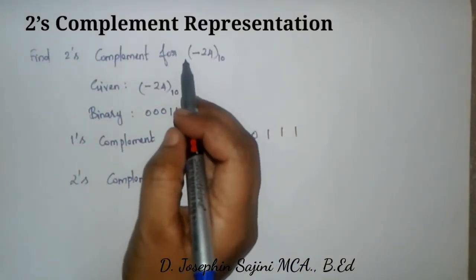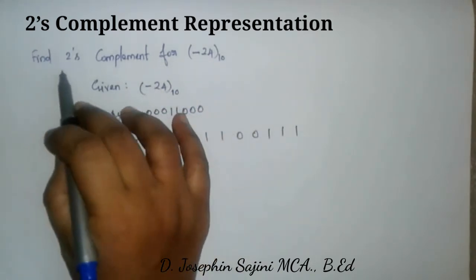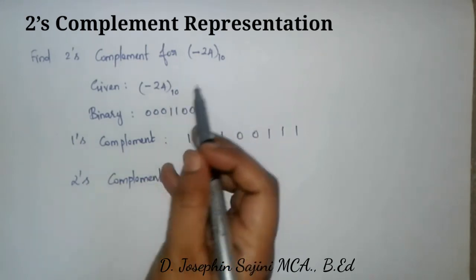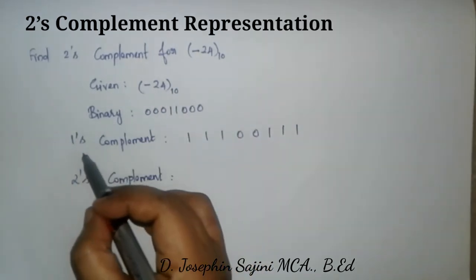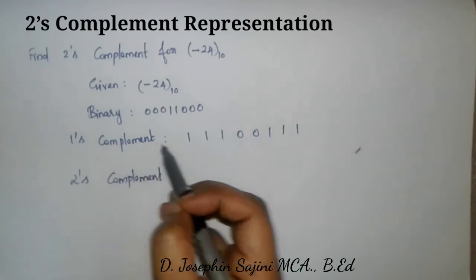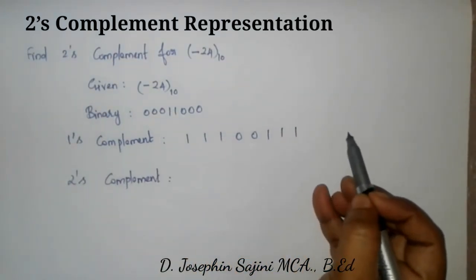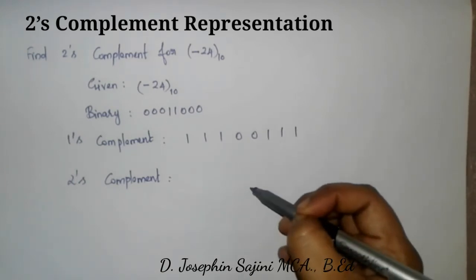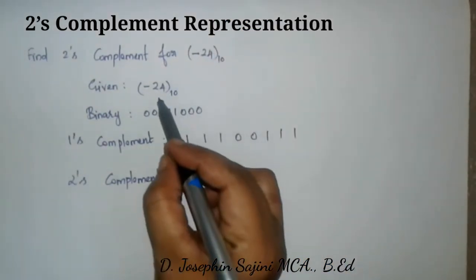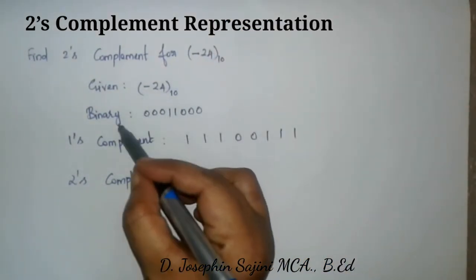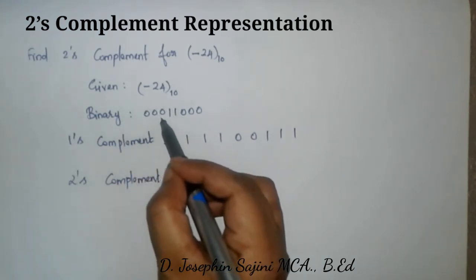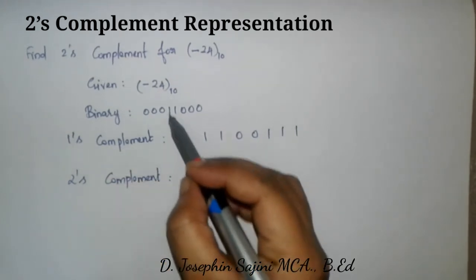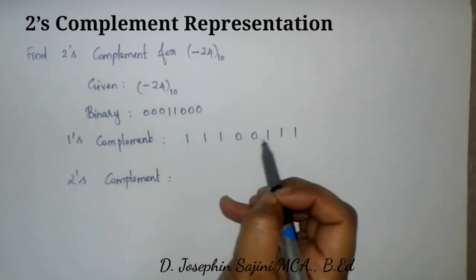Now see the 2's complement representation. We are going to find the 2's complement for the decimal number minus 24. This is very simple. We know how to calculate the 1's complement. We just need to add 1 to it, and it will become the 2's complement. In this example, the given number is minus 24. The binary equivalent is 0, 0, 0, 1, 1, 0, 0, 0. This can be converted to 1's complement by inverting all the 0s to 1 and 1s to 0.